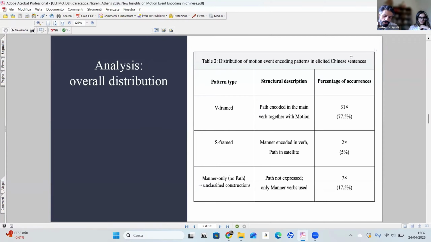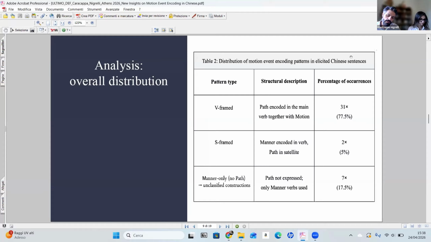Only 2 cases show S-framed constructions, in which manner is encoded in the main verb and path is expressed in a satellite. In some occurrences, the path component is not explicitly expressed, and manner-only verbs are used, making these cases harder to clearly classify within the typology.